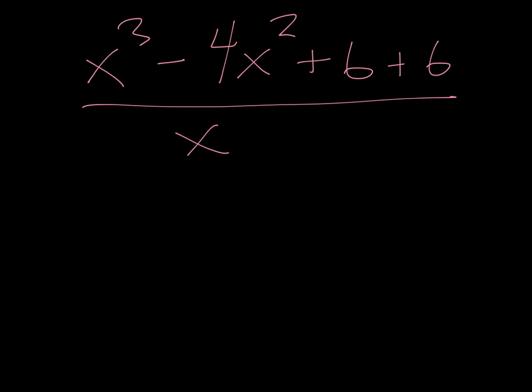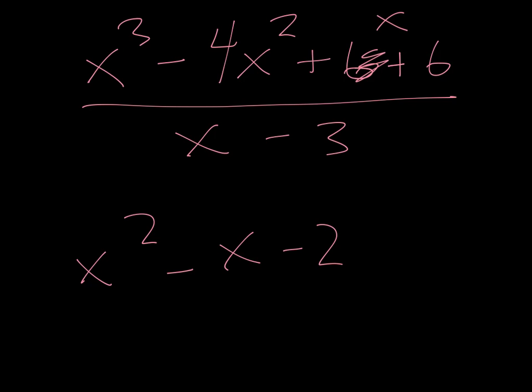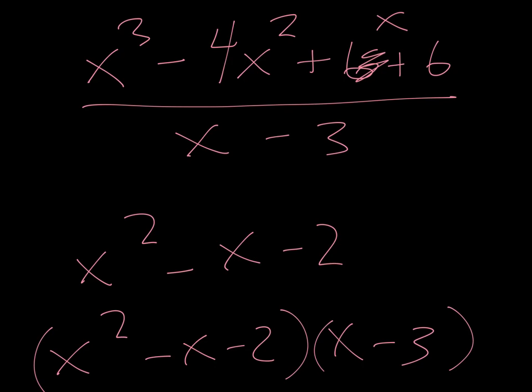So what this means is that x cubed minus 4x squared plus x plus 6, if we divide by x minus 3, the result is x squared minus x minus 2. Or another way we can write this is x squared minus x minus 2 times x minus 3, and that is our answer.